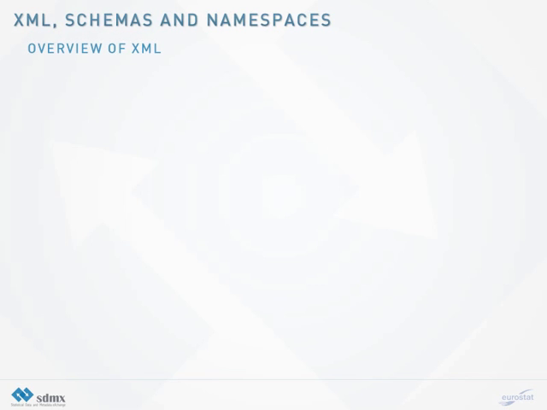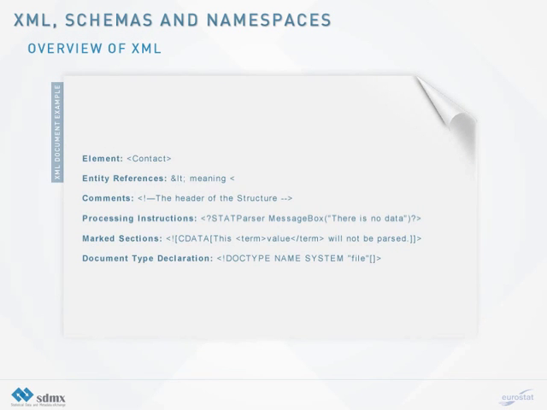XML documents consist of markup and content. Six kinds of markup can occur in an XML document: elements, entity references, comments, processing instructions, marked sections, and document type declaration.